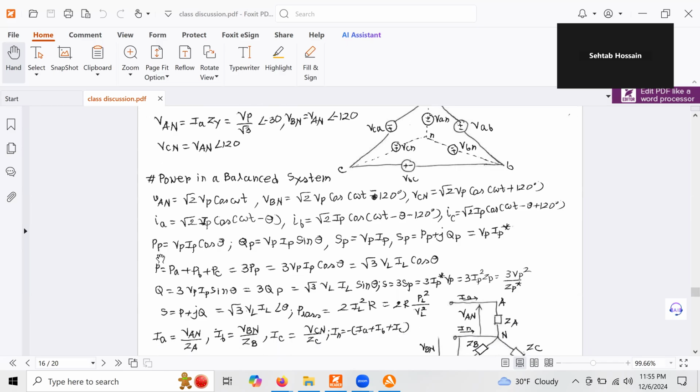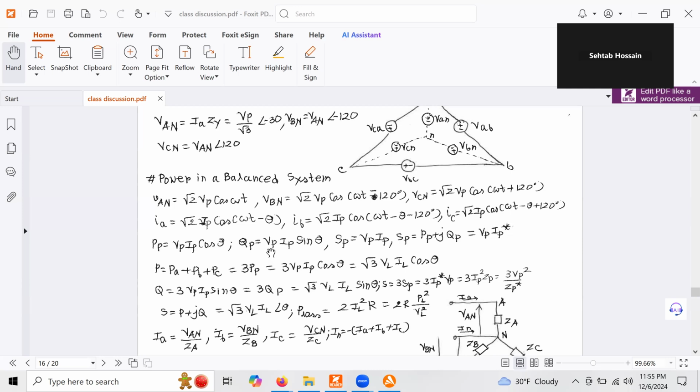So phase power will be just like this, Vp Ip cos theta, and phase reactive power will be just like this with sin theta. What about apparent power? We can write it this way, Vp Ip, or in rectangular format or conjugate format.